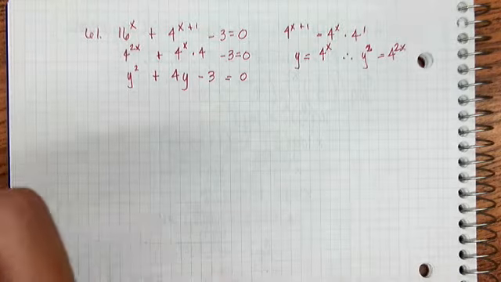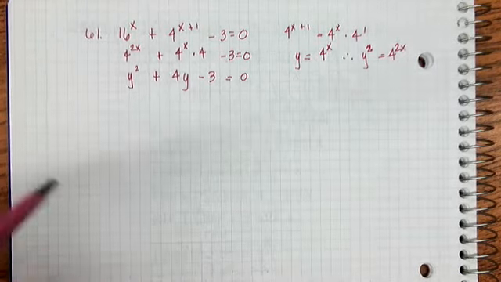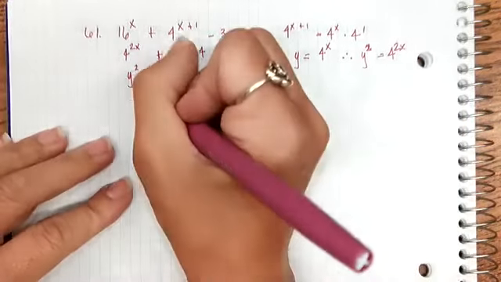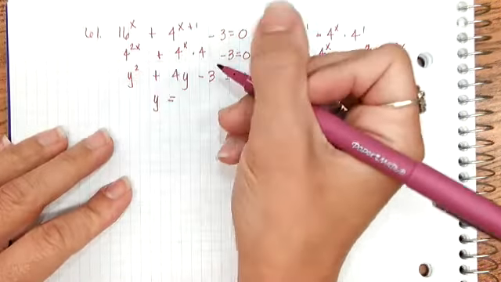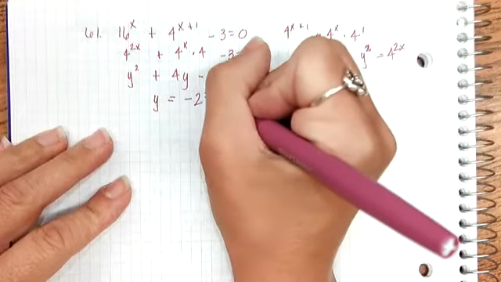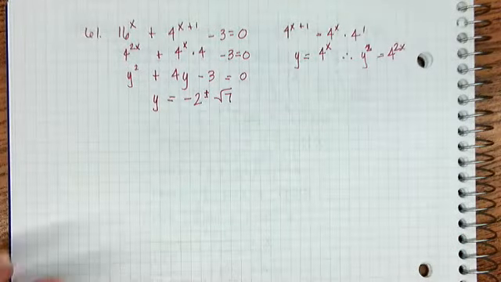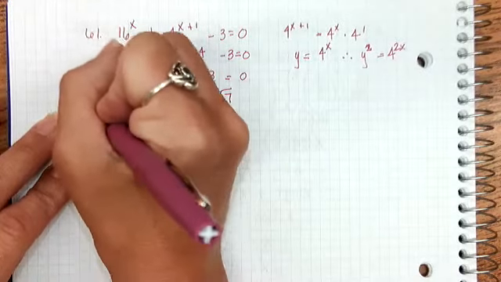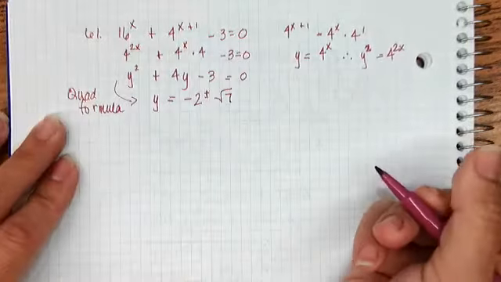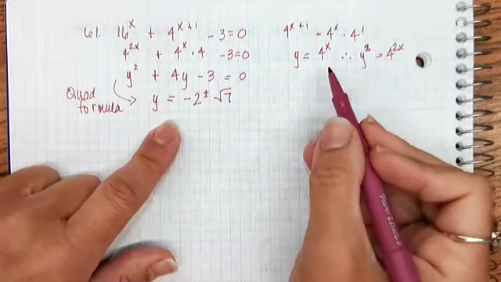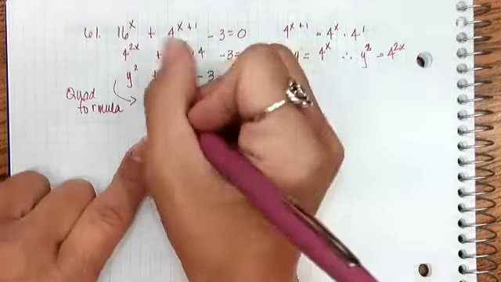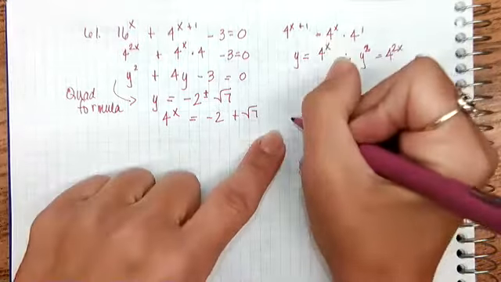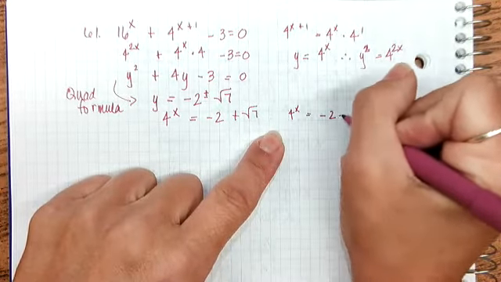Okay, so quadratic formula, I'm gonna skip a bunch of steps. I know that you know how to plug into the quadratic formula. You do your simplification and you end up with y equals -2 plus or minus √7. That's what y equals. Well, y is really 4 to the x. So 4 to the x equals -2 plus √7, and 4 to the x equals -2 minus √7.